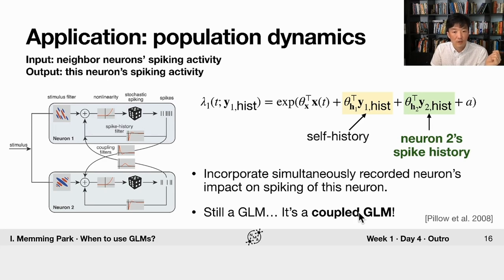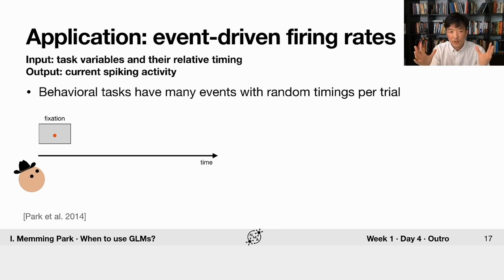All right, so it can capture single neuron dynamics, it can do population dynamics. What else can it do? Let me give you yet another example. In this application, we're going to talk about disentangling different effects of events within a trial structure.